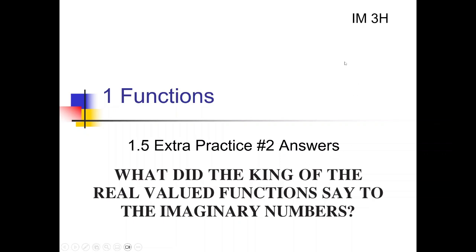Hey there, Mr. Sutton here with the IM3 Honors 1-5 Extra Practice Number 2 solutions on function families and even versus odd functions. In this one, we are trying to solve a puzzle. Let's take a look at that.